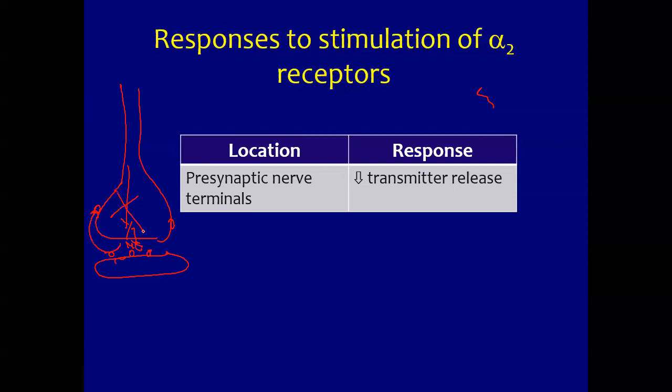Any question? So alpha 2 would decrease the action of alpha 1? Exactly. They will not decrease the action of alpha 1, they will decrease the release of norepinephrine. Eventually, there will be a sympatholytic effect. Okay, let's move.